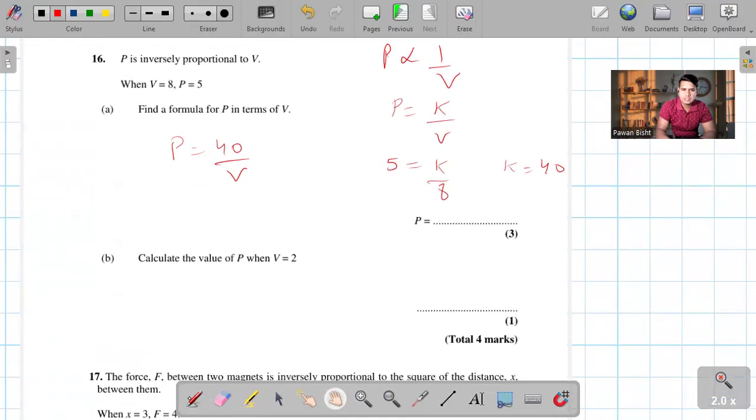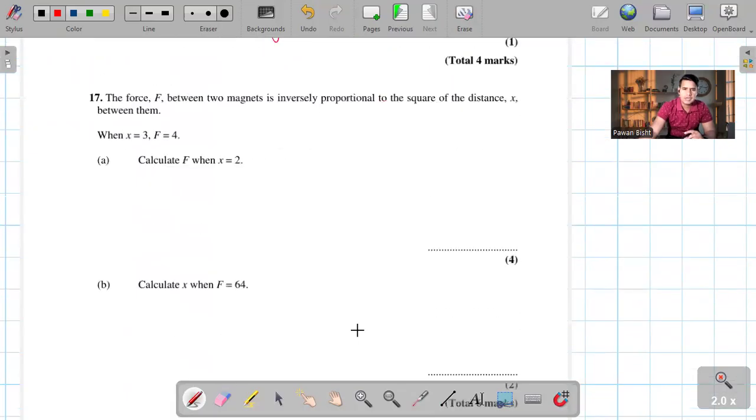Okay. Now they say calculate the value of P when V is 2. So here in this relationship I replace V with 2. So P is coming 20. Okay. This is the answer. And the last, 17th question, I am leaving for you to practice. Okay. So you try this question.